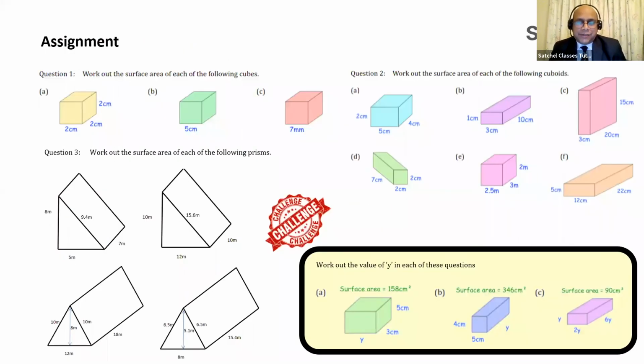Well, here's your assignment for this lesson. You need to find the surface area of each of these shapes. We have easier ones in the beginning. We have cubes and cuboids. And then at the bottom, in question number 3, we have triangle-based prisms. And finally, as a challenge, we have prisms having dimensions where one of the dimensions is missing, but surface area is given. Now that's a real challenge, right? You need to go reverse. Try these questions. You may pause the video at this moment if you want.